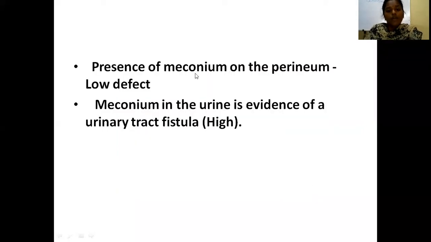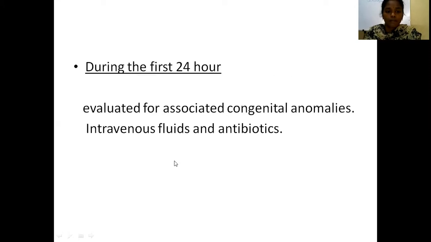If there is meconium on the perineum, this indicates that mostly the defect is a low-lying defect, that is, below the level of the puborectalis or levator ani muscle. If there is meconium in the urine, it is evidence of a urinary tract fistula, that is a high-level defect. So by careful examination of the perineum and urinary system, you will be able to recognize what type of anomaly is present.